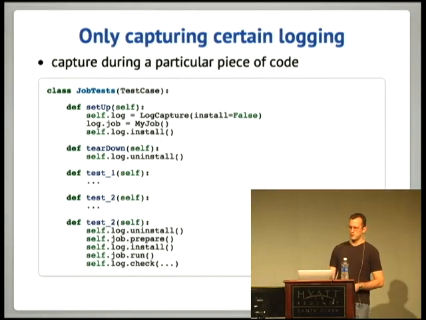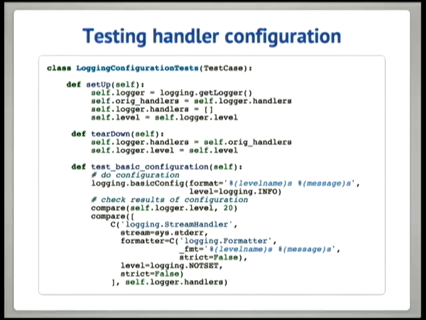Okay, and you can also uninstall and reinstall these capture devices as and when you want. So if you've got a piece of code which you know is going to spam some messages you don't care about, you can just leave it off for that point. Something else that's kind of important that people don't think about is if you have configuration code in your application, it's probably good to test that that configuration code works correctly. In our case here, the configuration call is just logging.basicConfig.